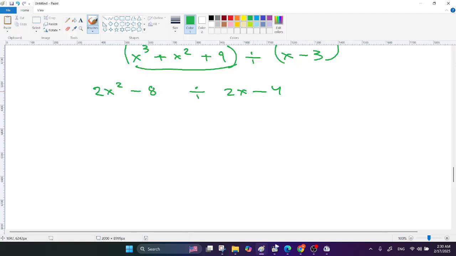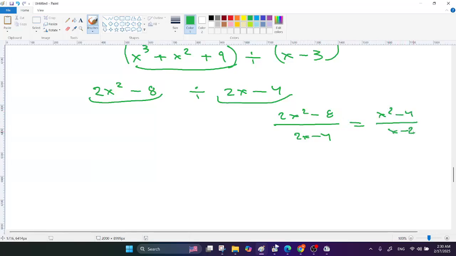So this equals, first you can cancel 2 from both of them, because you can write it like this: 2x squared minus 8 over 2x minus 4, cancel 2, you get x squared minus 4 over x minus 2. So you get coefficient 1. So this is one of the cases. And here you don't need to do division, because x squared minus 4 is x minus 2 times x plus 2. You cancel x minus 2, you get x plus 2.